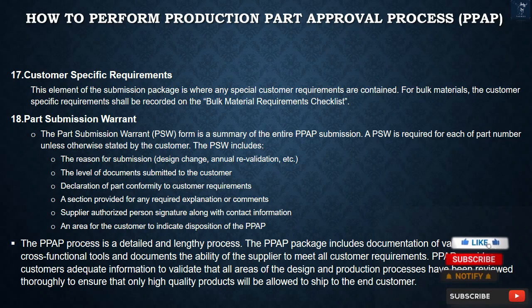The PPAP process is a detailed and lengthy process. The PPAP package includes documentation of various multiple cross-functional tools and documents the ability of the supplier to meet all customer requirements. PPAP provides customers adequate information to validate that all areas of the design and production processes have been reviewed thoroughly to ensure that only high-quality products will be allowed to ship to the end customer.